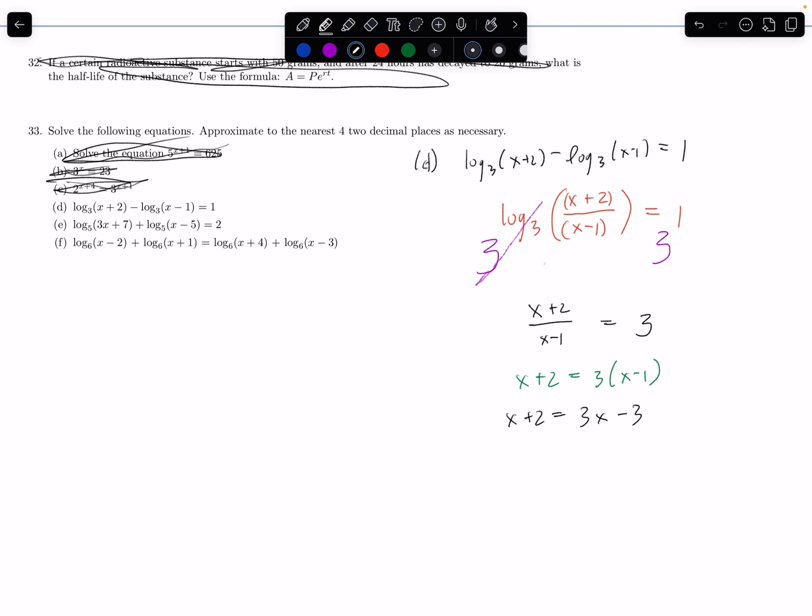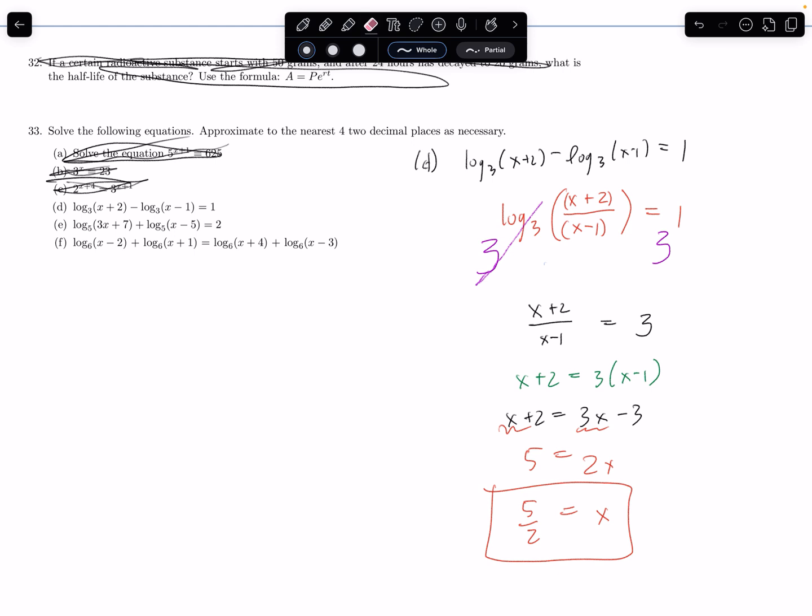And then let's move the x's to the right. That way they'll stay positive. I get 2x, right? Subtracted this guy on both sides. And then that negative 3 I'm going to add to the left side. So it's going to be equal to 5. And then finally divide by 2. And x equals 5/2. Nice, pretty answer.